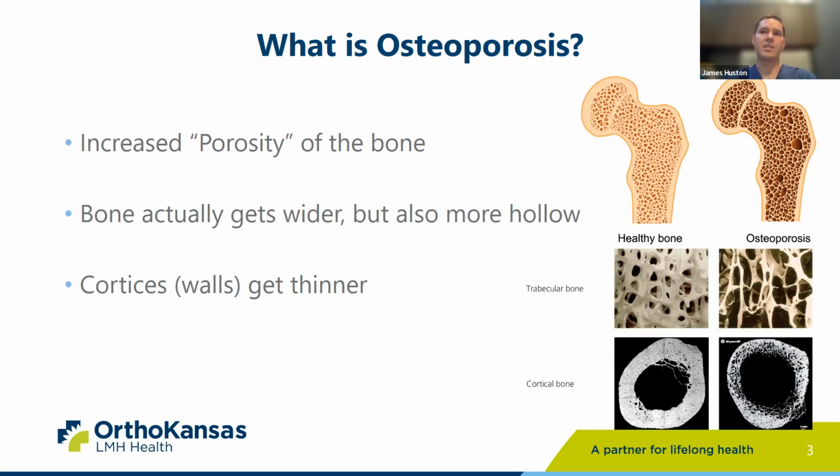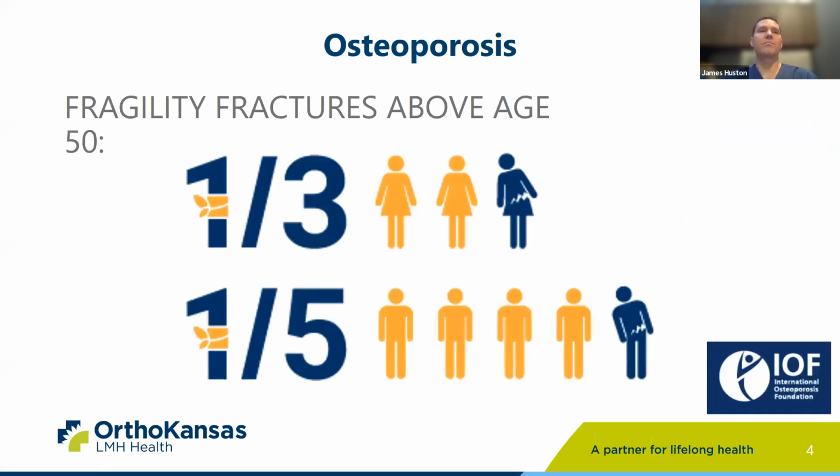That bone actually does expand some, and the outer cortex becomes thinner. If you look on the left, it shows a thicker rim of cortical bone compared to osteoporosis, which has a much thinner and less solid cortical bone. So it's not hard to imagine that the bone on the left would be much more resistant to breaking if somebody fell down or had an injury compared to the bone on the right. And what we find is that that's very true.